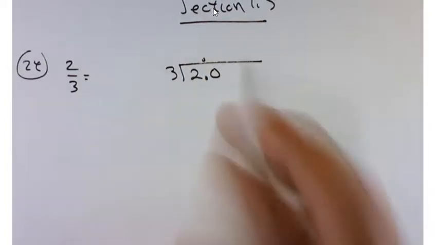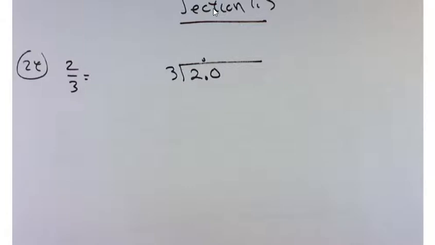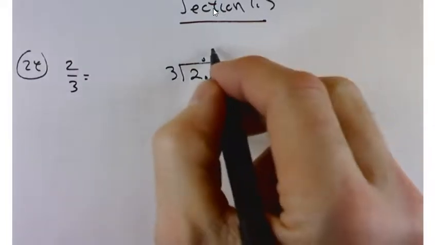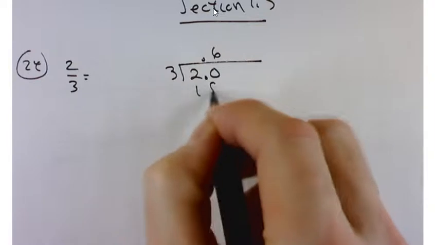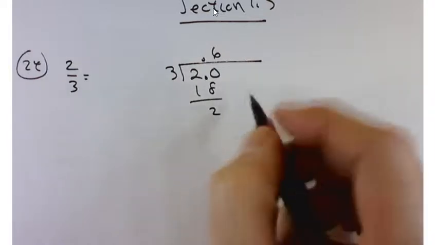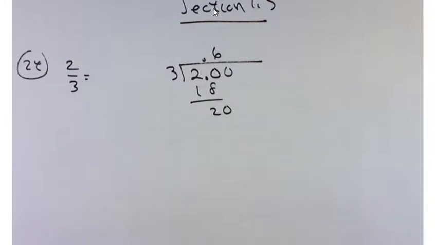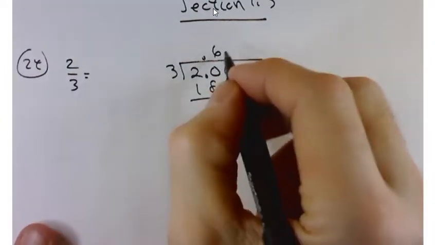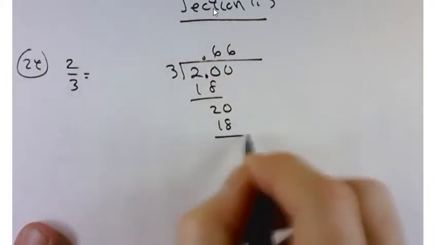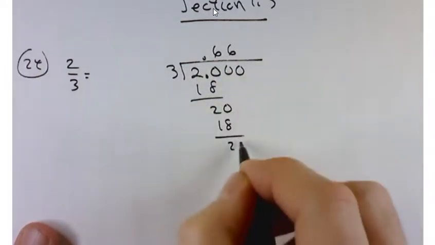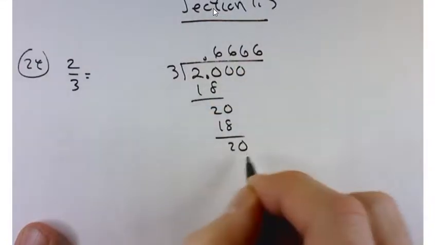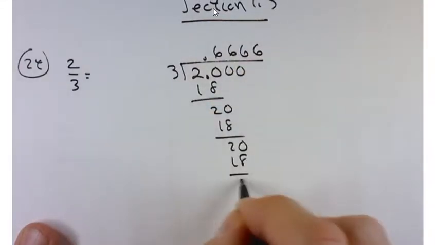Does 3 go into 20? How many times? 6. Right? So we subtract and we get a 2. We put another 0. And you start feeling like you're a hamster on a wheel, right? Because you're going to get another 6, and then 18, and then a 2, etc. And it's just going to be 6s all the way down.